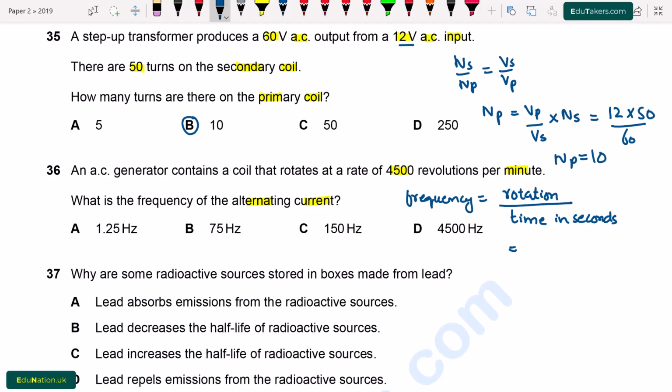Now here will be 4500 rotations and time is per minute, and 1 minute contains 60 seconds, so I divide it with 60. So that frequency will be equal to 75 Hz. From here, option B is correct.